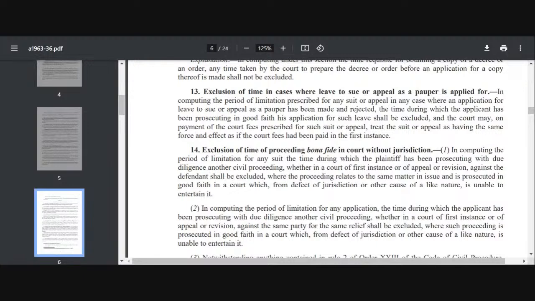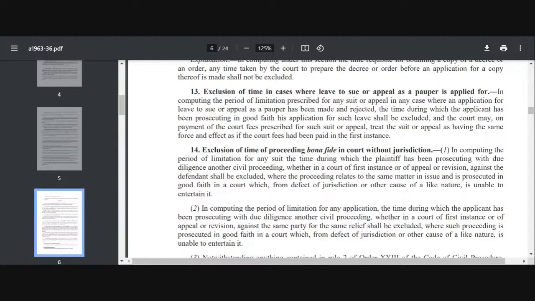If you see section 13, it talks about exclusion of time in cases where leave to sue or appeal as a pauper is applied for, right? So if you are a pauper and you want to file an appeal as a pauper, you first apply for leave to sue or appeal as a pauper.